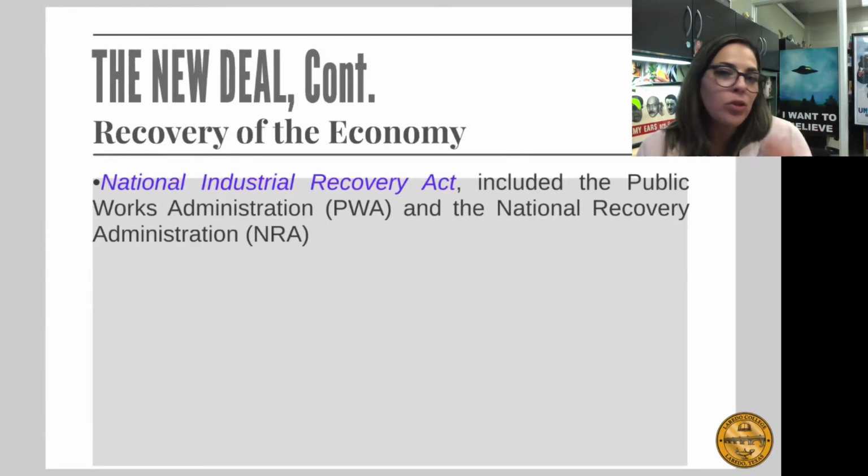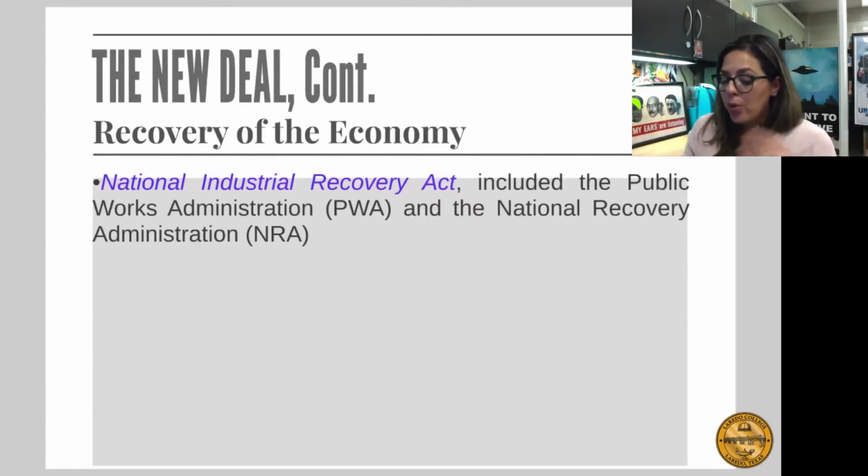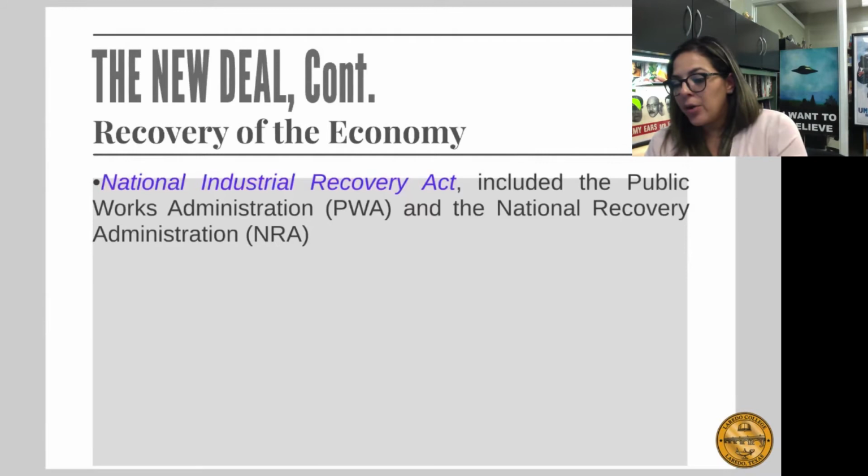Because remember, people don't just want a paycheck. They want a job. They want to be able to contribute. They want to be able to put food on the table. They want to have their sense of dignity restored. And so the PWA is going to put people to work, building dams, bridges, hospitals, schools, roads, highways, all of that, airports. So its goal here was to spend $3.3 billion in its first year, and $6 billion in total. But they're going to surpass that by a lot.